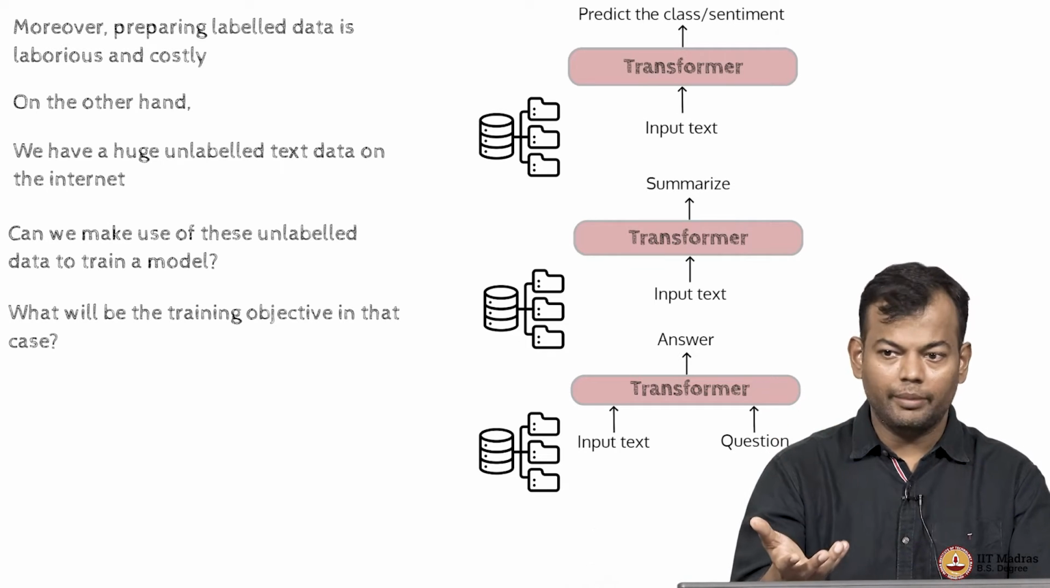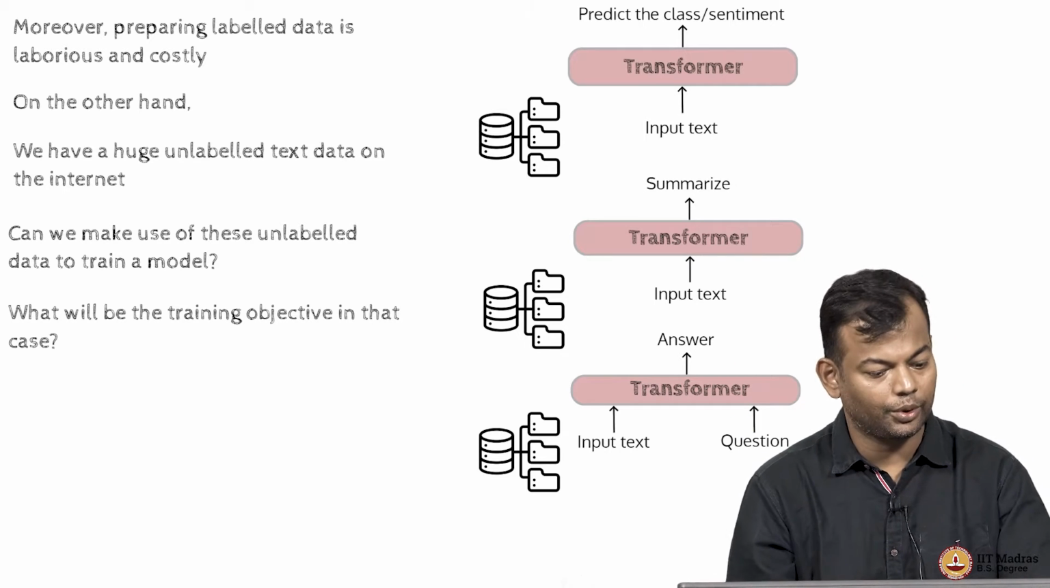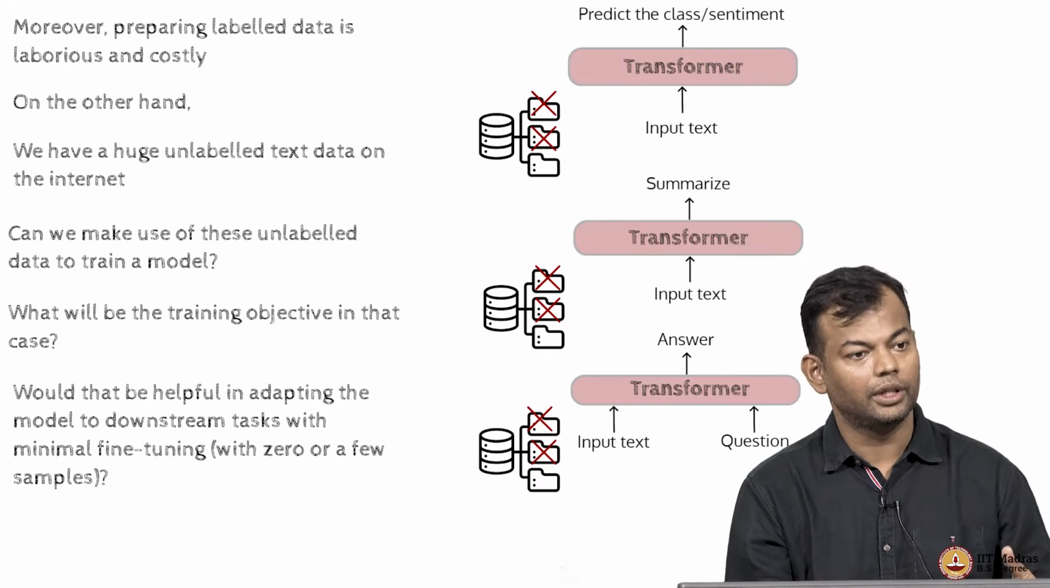Because I told you there is no label given. Then what are you going to maximize? What is the probability that you are going to maximize if there is no label given to you? And would that be helpful in adapting the model to downstream tasks?